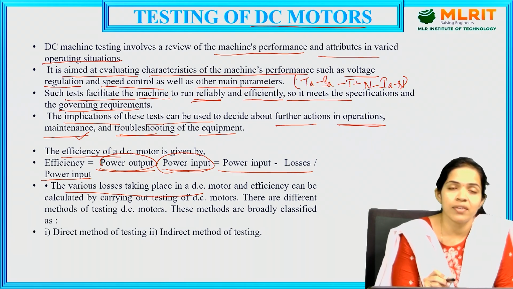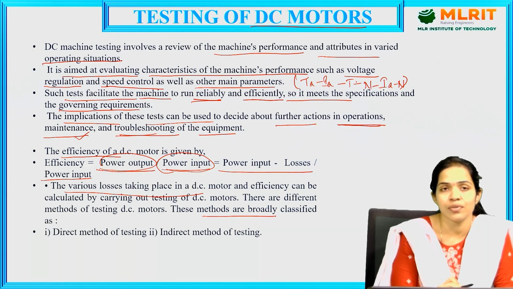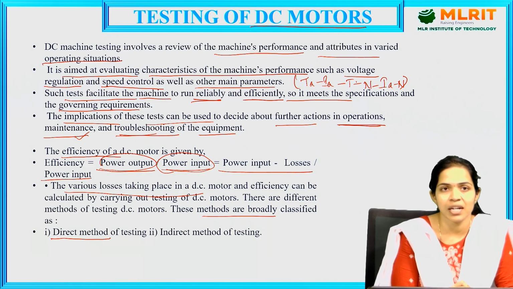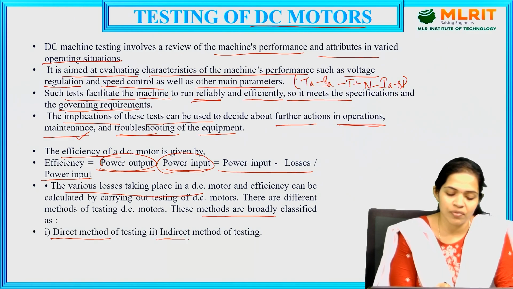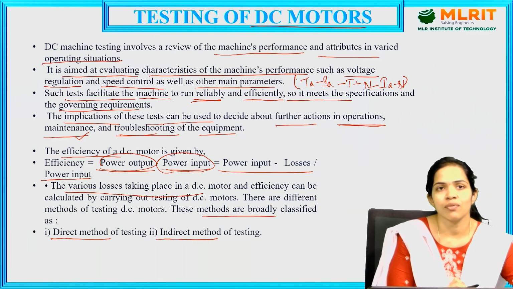Basically, the testing methods are broadly classified into two types. The first method of testing is the direct method of testing, and the second method of testing is the indirect method of testing. What the direct method of testing and the indirect method of testing are will be seen in the next slide.